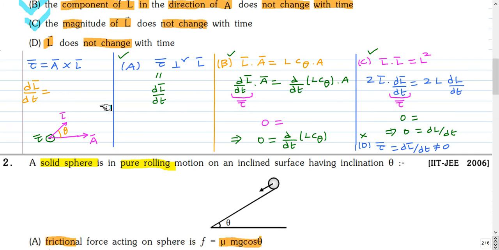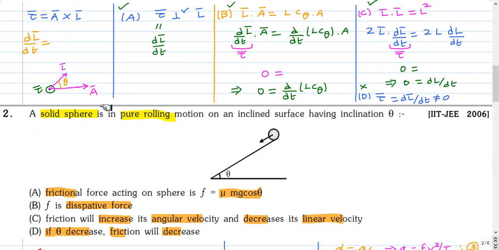Let's move to the next question. A solid sphere is in pure rolling motion on an inclined surface having inclination theta. Option A, frictional force acting on the sphere F is mu mg cos theta. Option B, F is a dissipative force. Option C, friction will increase its angular velocity and decrease its linear velocity. D, if theta decreases, friction will decrease. You can pause the video and attempt the question.